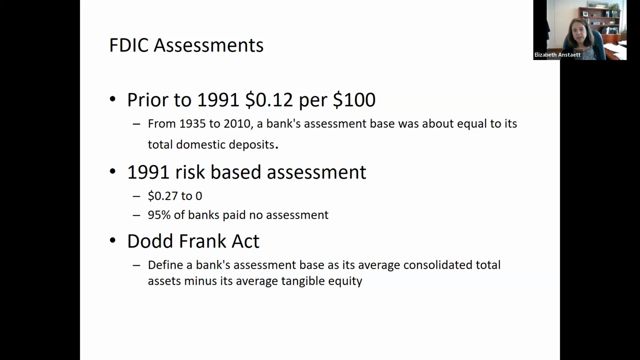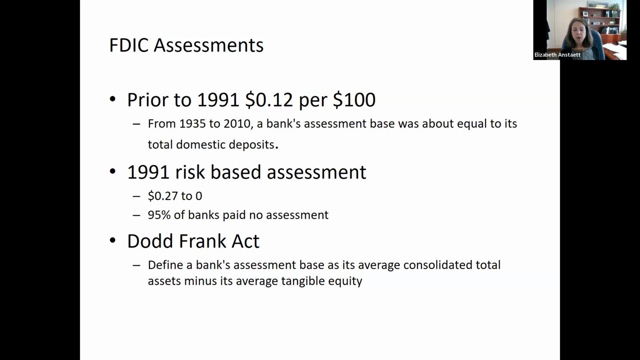As I mentioned, the FDIC is run by the assessments. It had a very simple assessment system prior to 1991. It was just a certain kind of percentage against the deposits. In 1991, it was decided that really banks should pay different amounts based on their risk. If you're a really strong bank, why should you have to pay more? And so essentially, it left most banks not even paying an assessment, and the assessments are really falling on the riskiest banks.